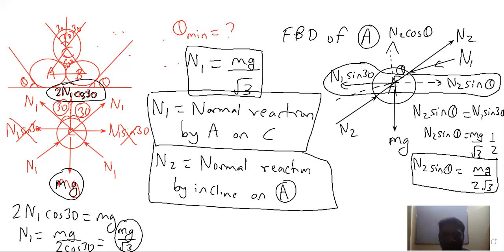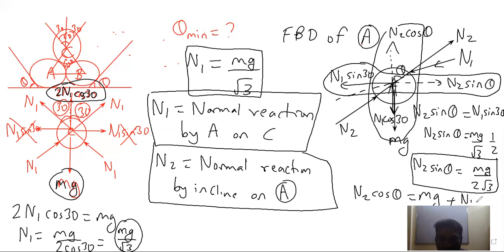Then next consider N2 cos theta. That equals my force balance here. So we will have one component of this N2 cos theta. This will be equal to Mg plus another component of N1, which is in this case N1 cos 30. So vertically down component will be N1 cos 30. So this is the Newton's law equation in vertical.